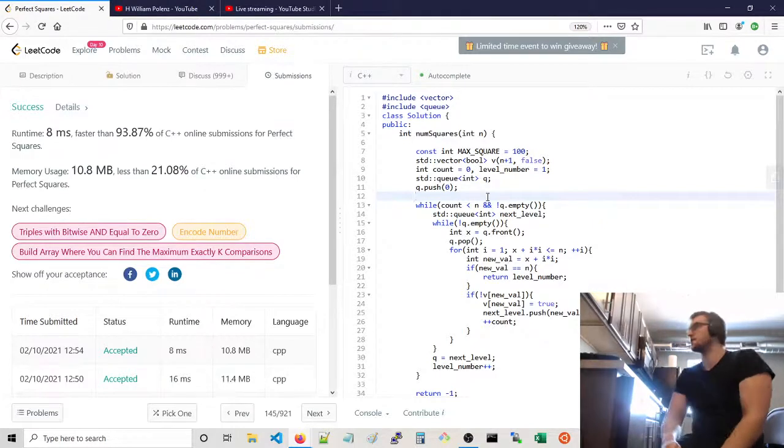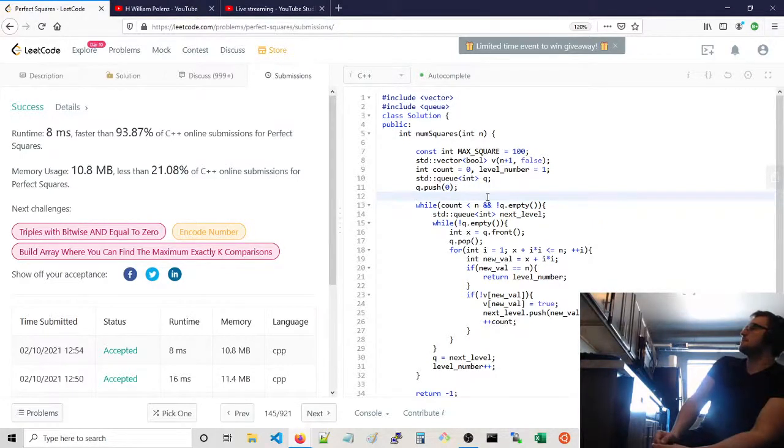Basically a greedy algorithm, I'd call it: start with the largest perfect square that fits, that's smaller than our number, subtract it, and then try to basically fit the pieces in for what's left over, if that makes sense.